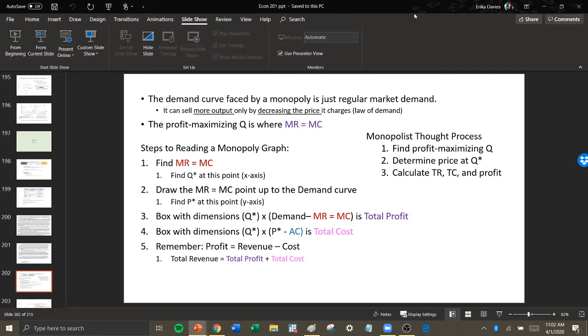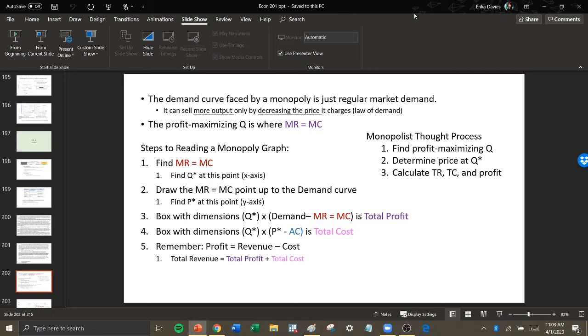Okay, I want you to write these down or have them in front of you. Steps to reading a monopoly graph. We know how to read a supply and demand graph. We talked about shifting supply and demand outwards or inwards, how prices are sticky, finding your new equilibrium, short run and long run. And these graphs are going to start to get a little bit more complex. So I've written down a step-by-step for how to read a monopoly graph.